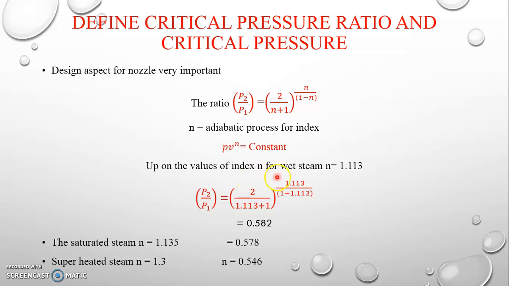Depending on the values of the index n, for wet steam n is equal to 1.113. Finally we get P2 by P1 equal to 2 divided by 1.113 plus 1 power of 1.113 divided by 1.113 minus 1, and the value is 0.58. For saturated steam n is equal to 1.135, we get 0.578. For superheated steam n is equal to 1.3, we get 0.546. From the design aspect, the critical pressure ratio is very important.